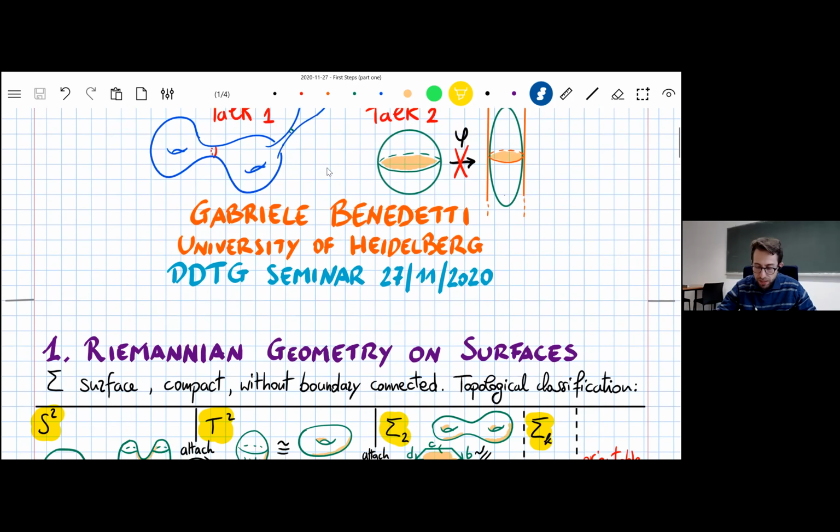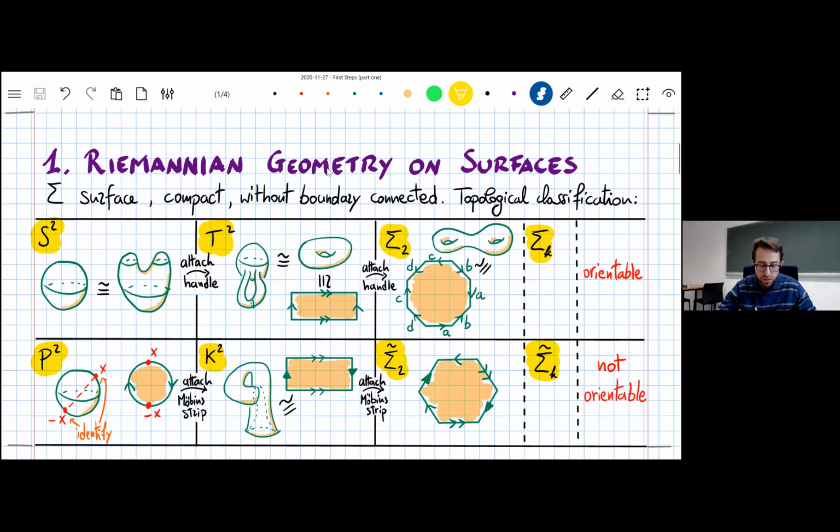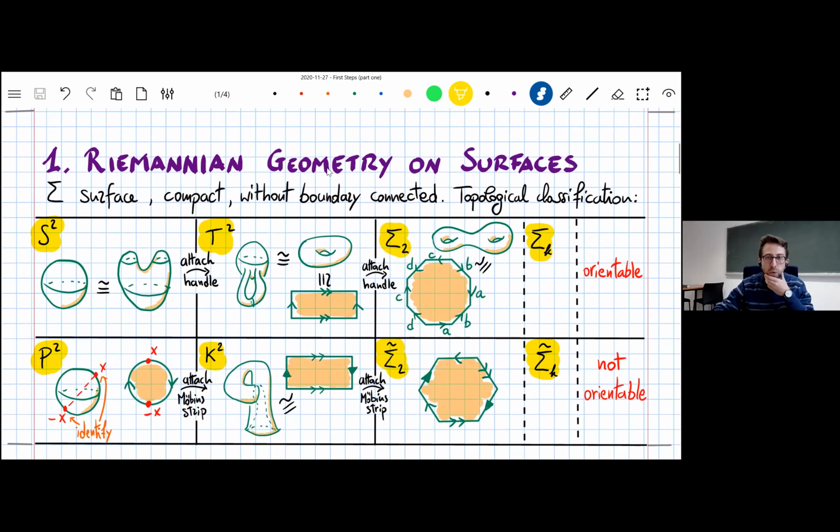And so the Riemannian geometry for us today will be Riemannian geometry on surfaces. So we want to do geometry on curved spaces, and curved spaces for us will be modeled on some Euclidean space of some dimension. And for us, in this first talk, the dimension will be always 2. So we have something which is locally isomorphic to R2. For simplicity, we take everything compact and without boundary, and also connected.